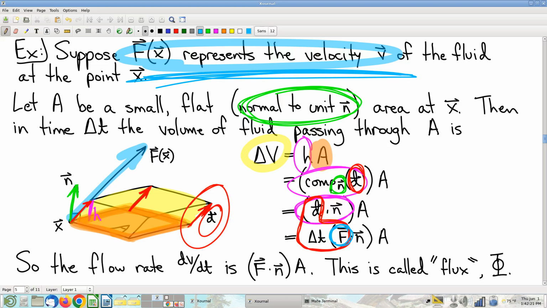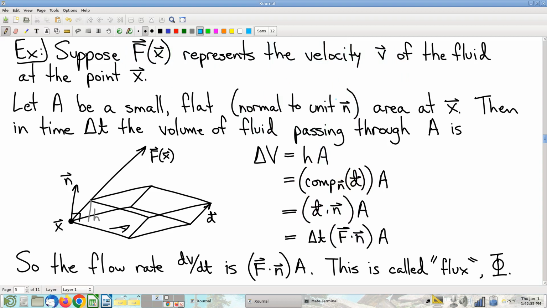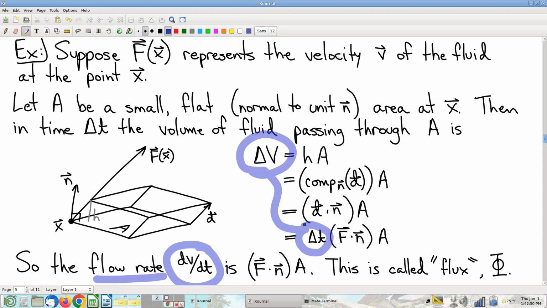Now, before I clean up my highlighting, does everybody follow me down to this part so far? Everybody's good? Okay, now I'm going to erase all this so that I can work without the mess. And keep in mind what we were interested in. What we were interested in is flow rate, volume per unit time. I've just computed volume, and I see that it is a multiple of time. So volume per unit time, then, is just what we have on the right-hand side here, F dot N times the area.